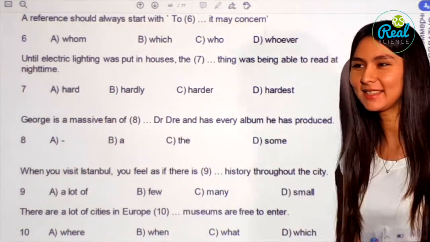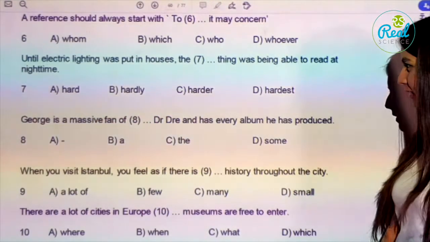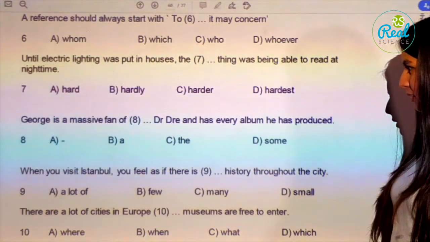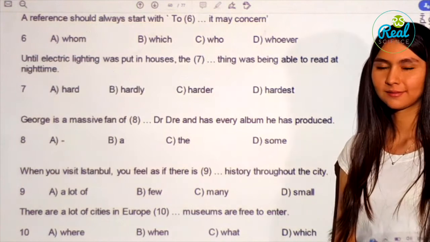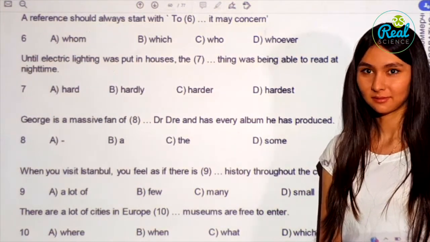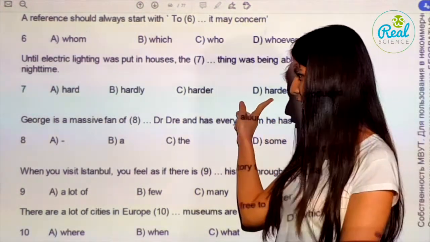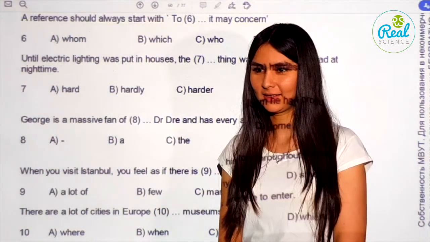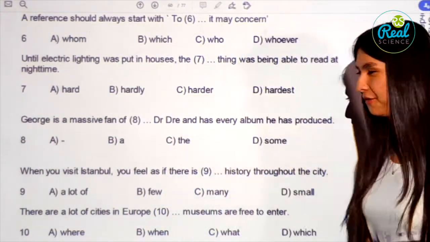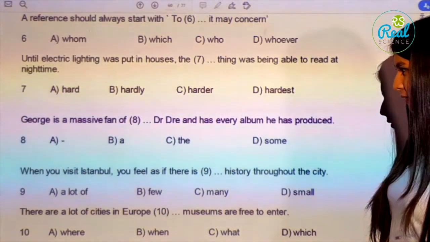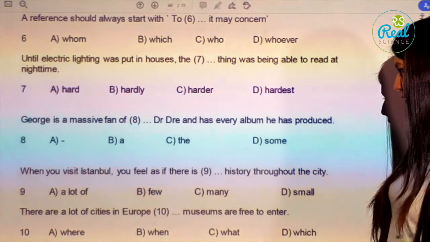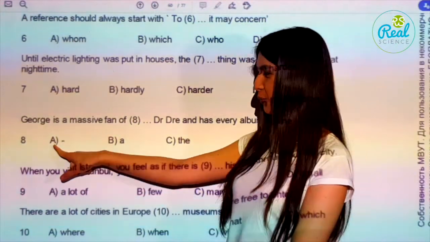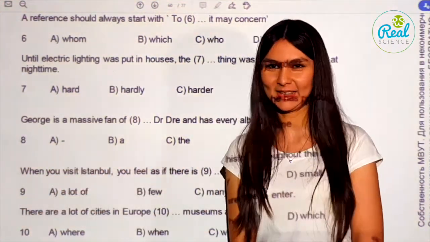Seven. Until electric lighting was put in houses, the hardest thing was being able to read at night time. Good job. Yes, the hardest. Very good. 8. May I? Yes, George is a massive fan of Dr. Dre and has every album he has produced. Good job. You put nothing. Okay, nice.